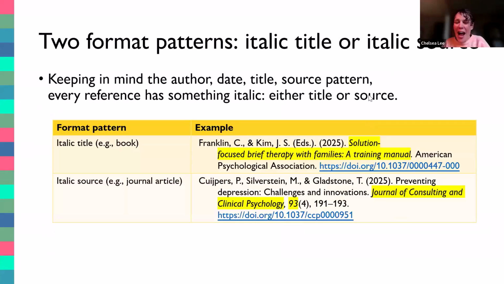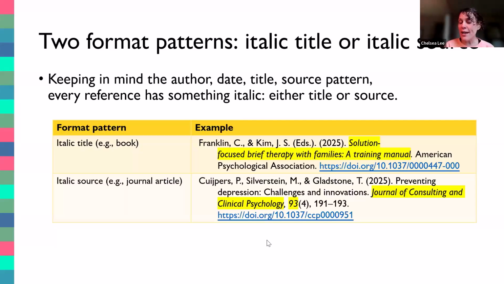So when you have the author date title source pattern underneath of everything, really there's only two format patterns that happen with APA style references. Either they're going to have italics on the title or italics in the source element. An example of a work that has italics on the title would be a book. The title of the book is italic.